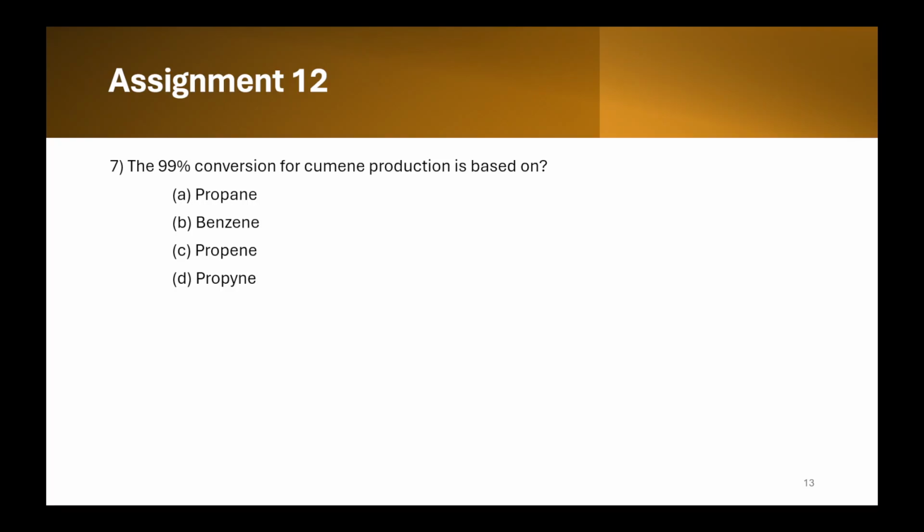Next question, the 99% conversion for cumene production is based on. So in your flow sheet, we saw there is cumene production and the basis is 99% conversion of what reactant? So it is propane, benzene, propene or propyne. So it is propene. Or another name for this is propylene.